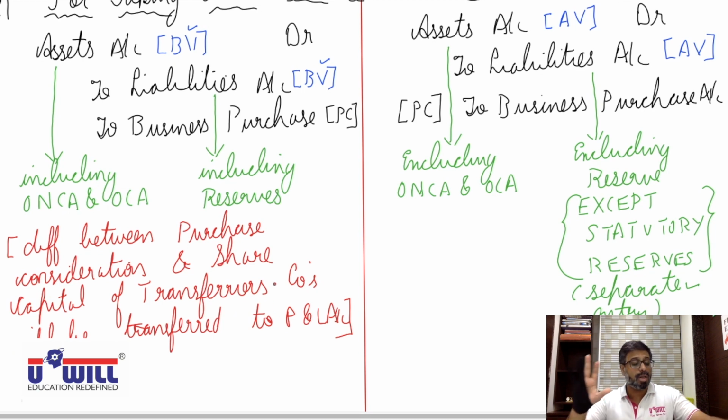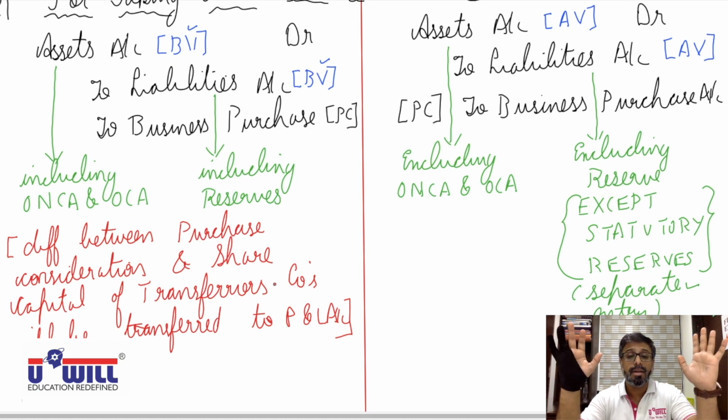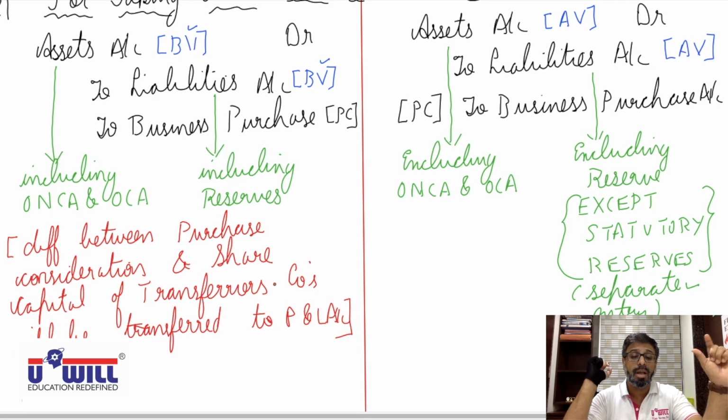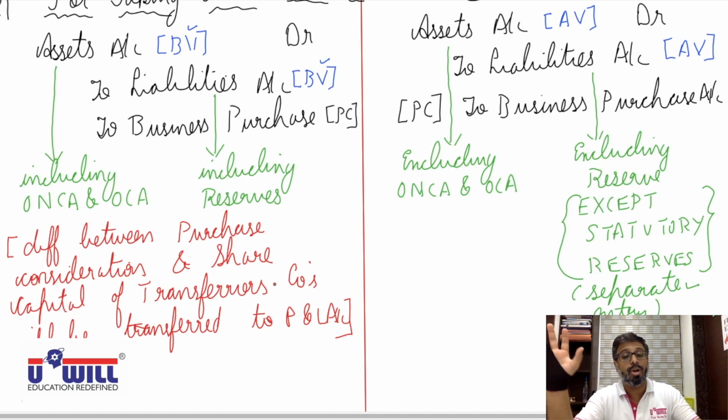In short, we'll be making this workings. What workings? Purchase consideration minus share capital acquired. If purchase consideration you are paying more than the share capital, then it's a loss. That loss you will debit to P&L account. If purchase consideration what you are paying is less than share capital, it's your profit. You are paying less money. You'll credit that amount to profit and loss account.